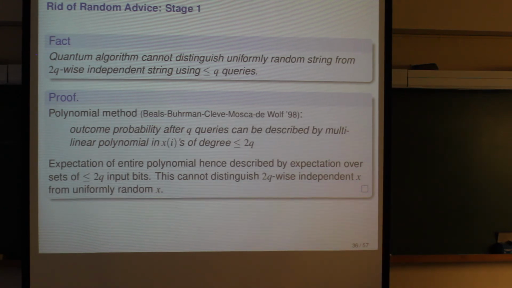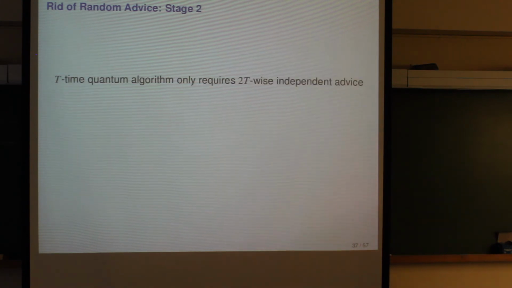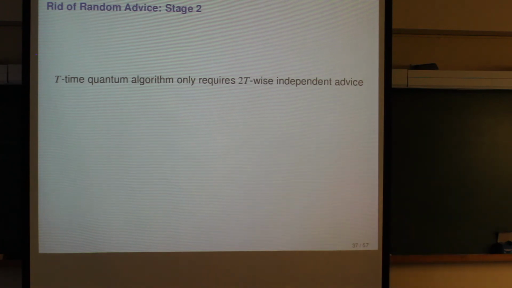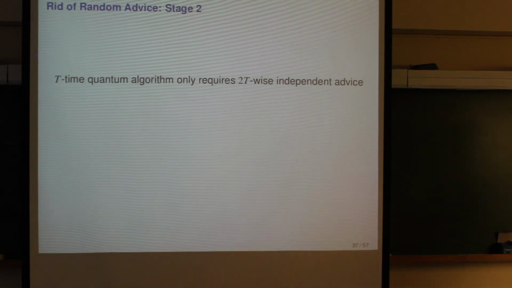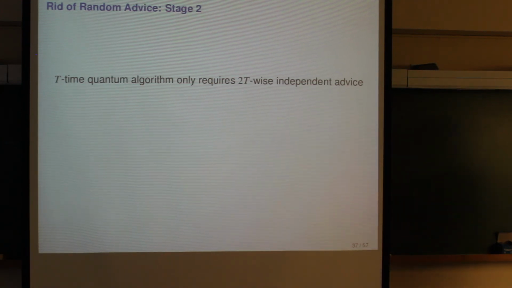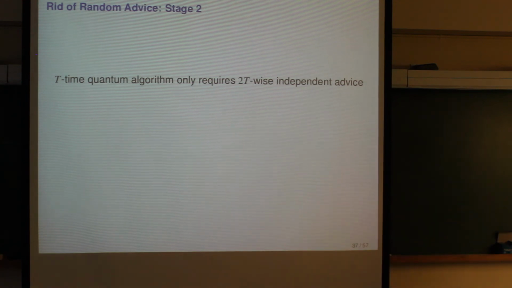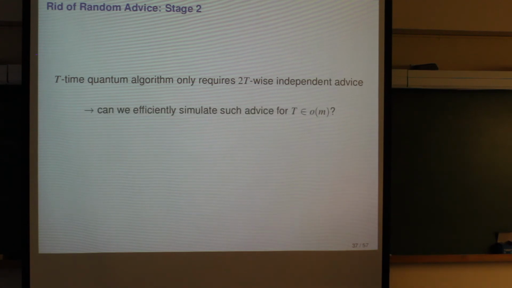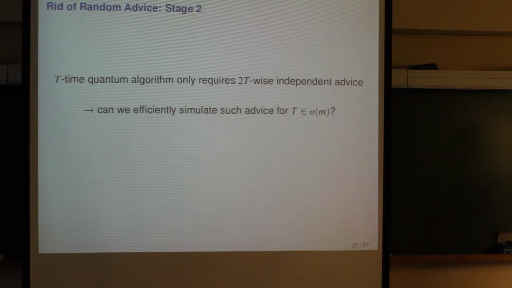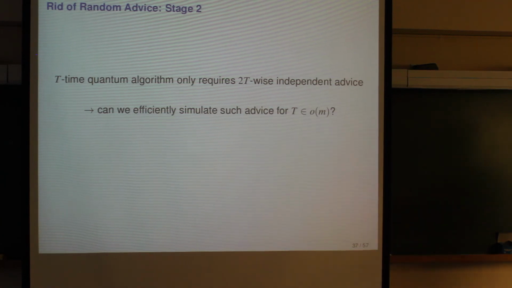But that's good, because now we know that if I have a quantum algorithm which takes t steps, so it makes at most t queries, it only requires 2t-wise independent advice instead of uniformly random independent advice. So we're already making the game a bit easier, because we're no longer asking for a uniformly random string. We're asking for this weaker object, which is only 2t-wise independent. But then, of course, we're again stuck with the same question: how can we now assume access to or simulate this weaker form of advice? Because this string still has m bits, and so we still cannot write it down.